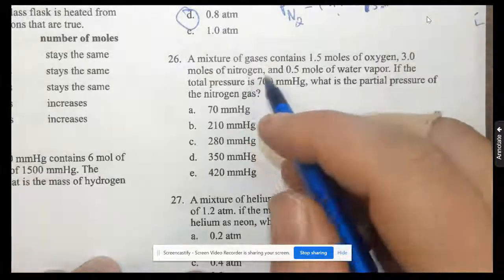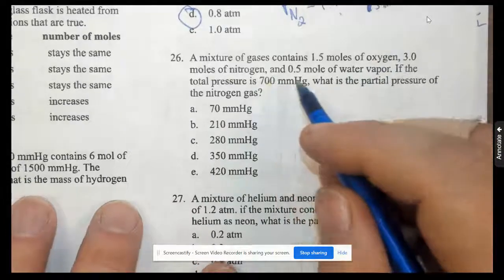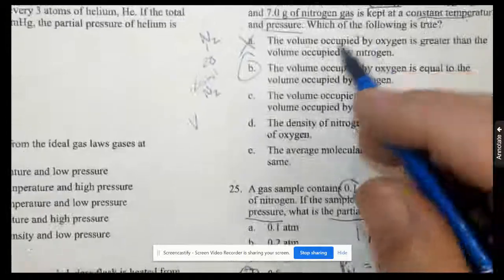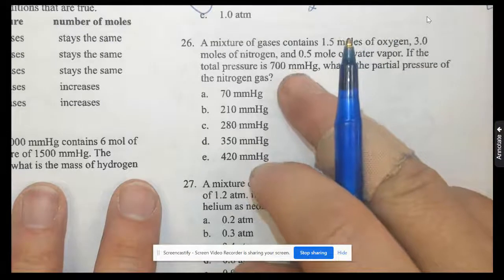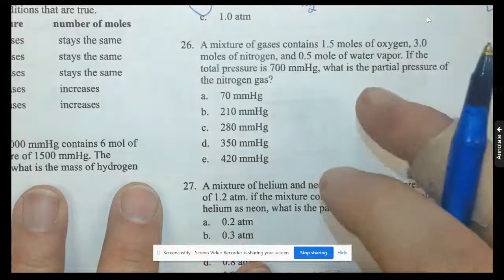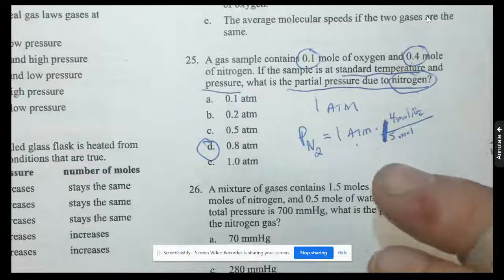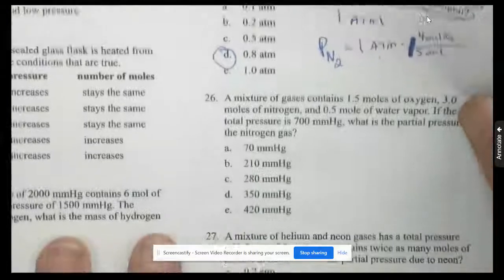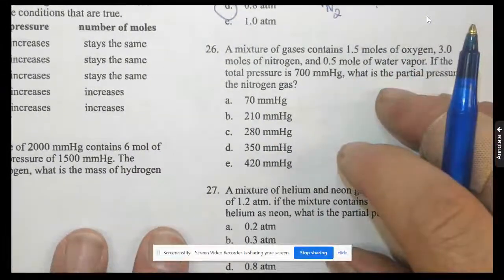26. A mixture of gases contains 1.5 moles of oxygen, 3 moles of nitrogen, half a mole of water vapor. How nice of them to give it all in moles instead of grams that we would have to convert. If the total pressure is 700, what is the partial pressure of the nitrogen? You handle this one exactly the same way that you handle number 25, so you should have no problems with it. All right, and then check the answer at the back of this sheet that's attached.